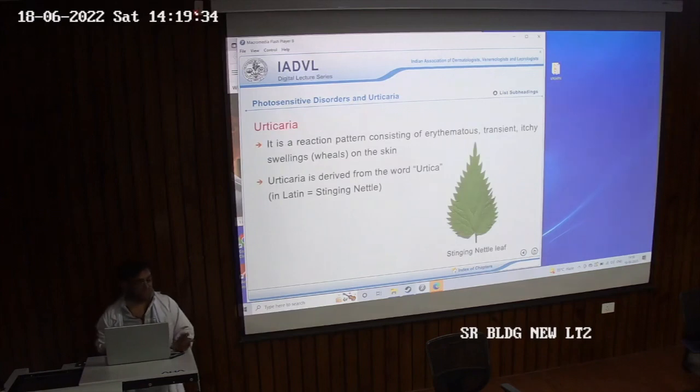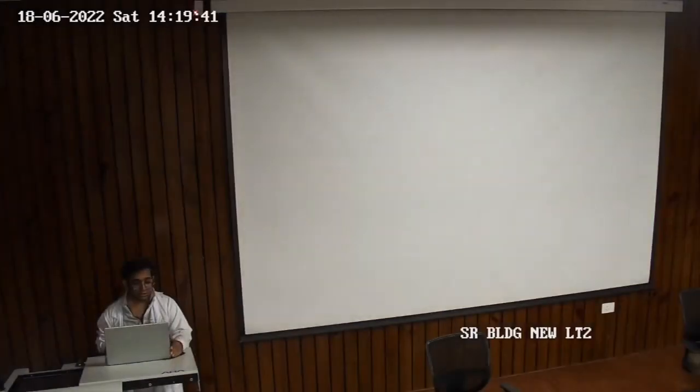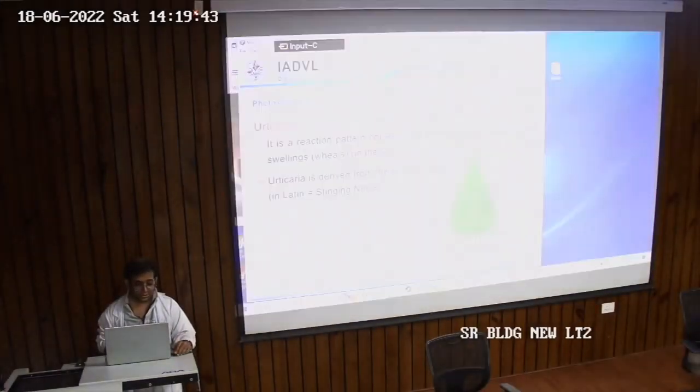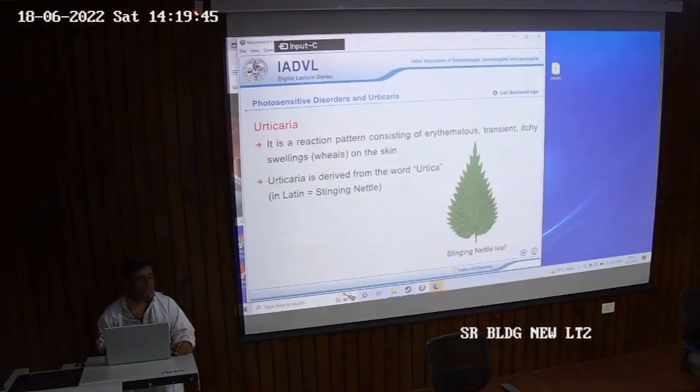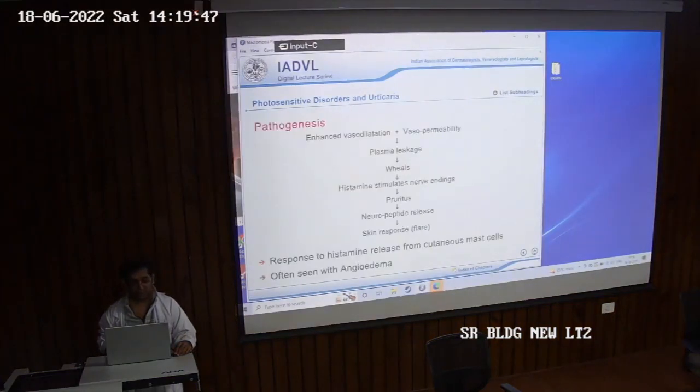Then we come to urticaria. It is a reaction pattern consisting of erythematous transient itchy swellings on the skin. Urticaria is derived from the word urtica, which in Latin means stinging nettle.